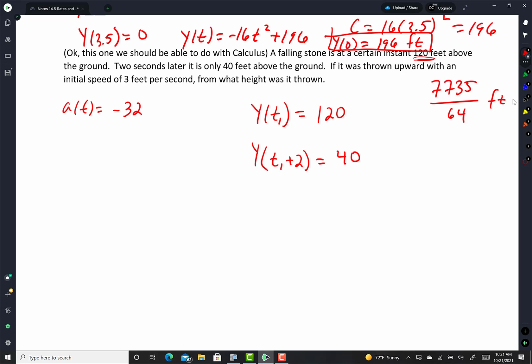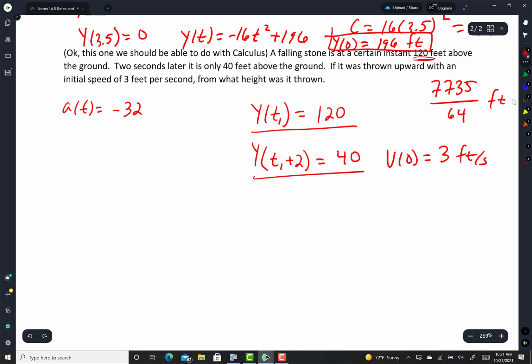And I know one more, so let me write that down too. Velocity at 0 is 3 feet per second. So we know 4 things. Are we ready? I think we're ready now. I'm going to take the antiderivative of acceleration. V of t equals the antiderivative of negative 32, just the number.